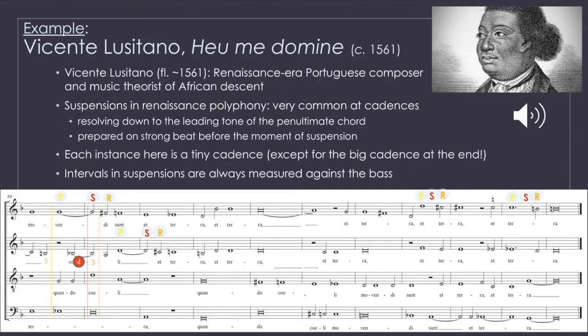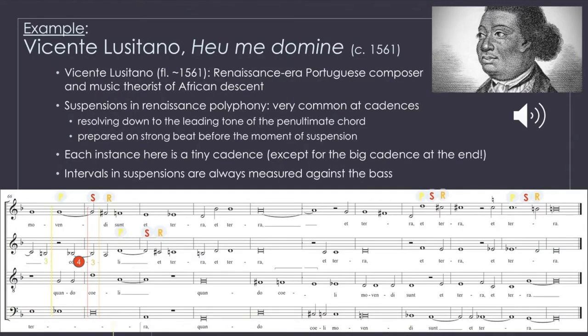So we can sort of ask, is that a suspension? Well, the G is a 4th, it's a dissonance. Does it resolve down by step? Yes, it resolves to a 3rd with the F sharp. And is it prepared by a consonance? Yes, the G that prepares it is a 3rd against the bass.